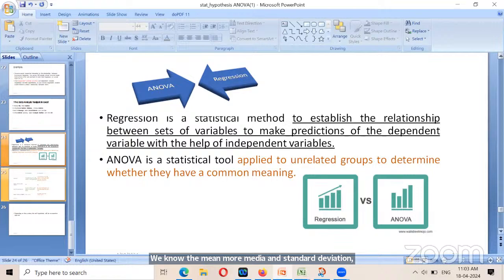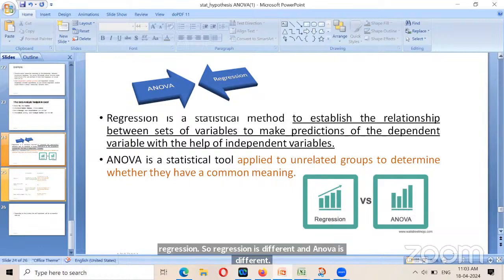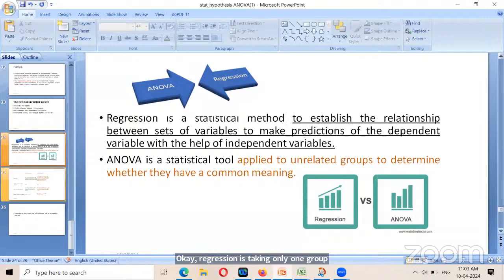Okay, ANOVA. And regression, it will consider only one group, and it will try to study the variables, dependent and independent variables. What is the relationship between these two, that it will find out, it will study in regression. So regression is different and ANOVA is different. Okay, regression is taking only one group and the variables in that group, only that is the point of focus of regression. In addition to this, regression is used to find out the missing values in the group. And not only this, regression can be used to find out the future values also.